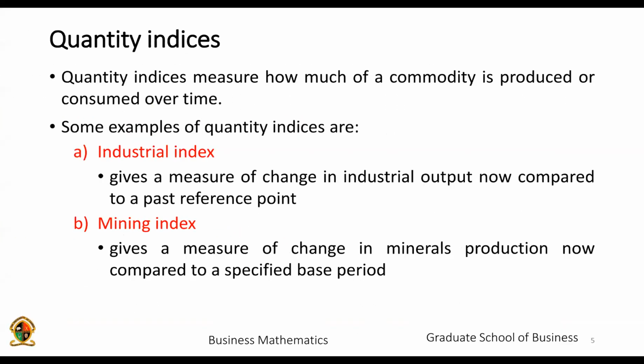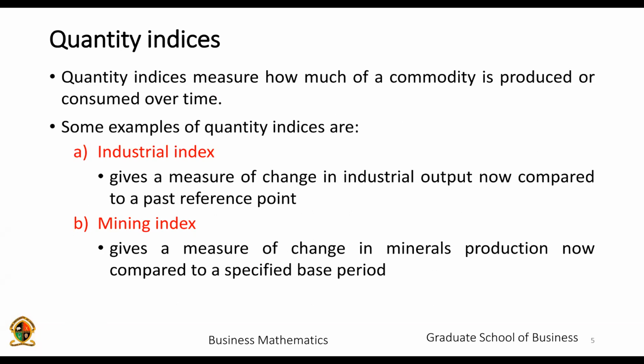So the quantity indices range from the industrial index to the mining index. The first one is the industrial index. This gives us the measure of change in industrial output compared to a past reference point. You say, how much did we produce in that other year, and how much have we produced now? You are always comparing with some previous point in time.